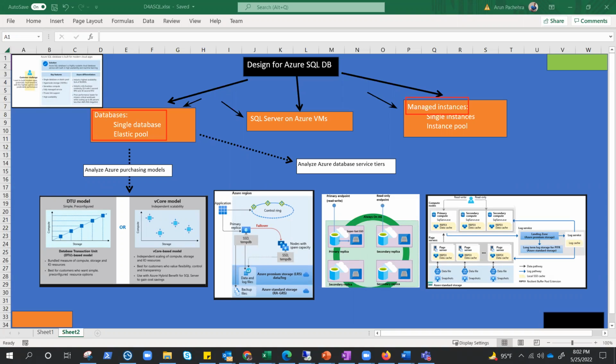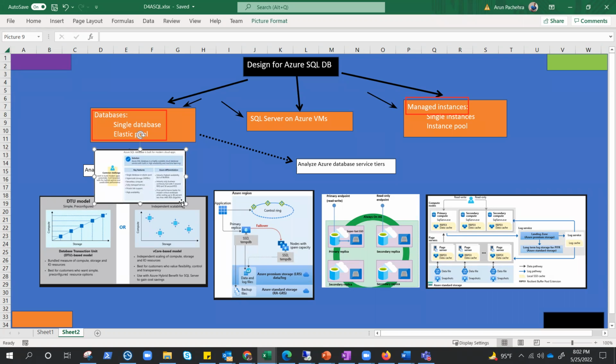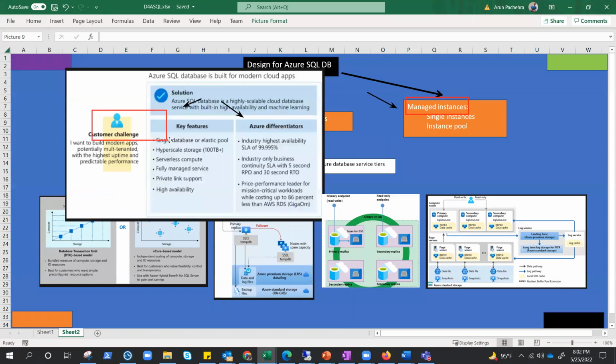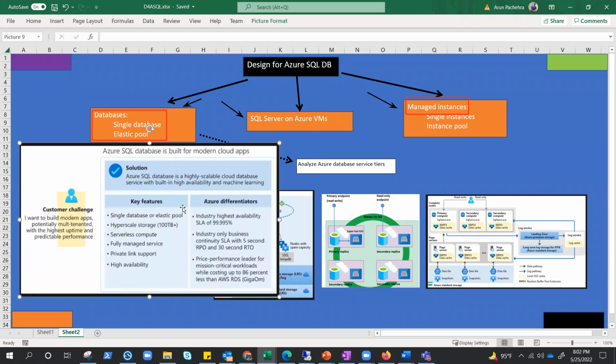Now, let's see some key features and differentiators for this Azure database. I have this screenshot with me, which will help us to understand it. Let me expand it a little more. Right here. All right, so let me get my highlighter and we will go ahead and talk about it.